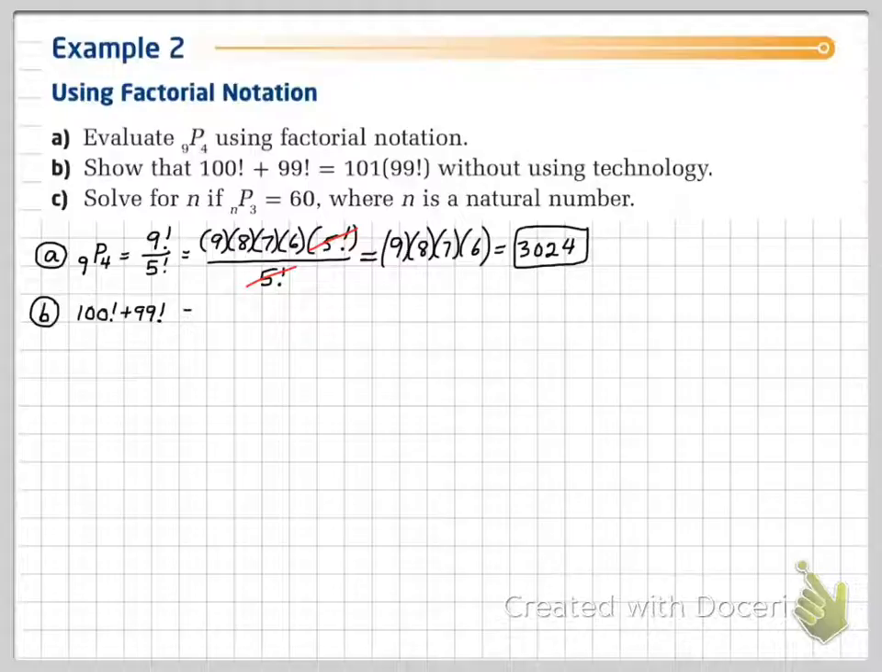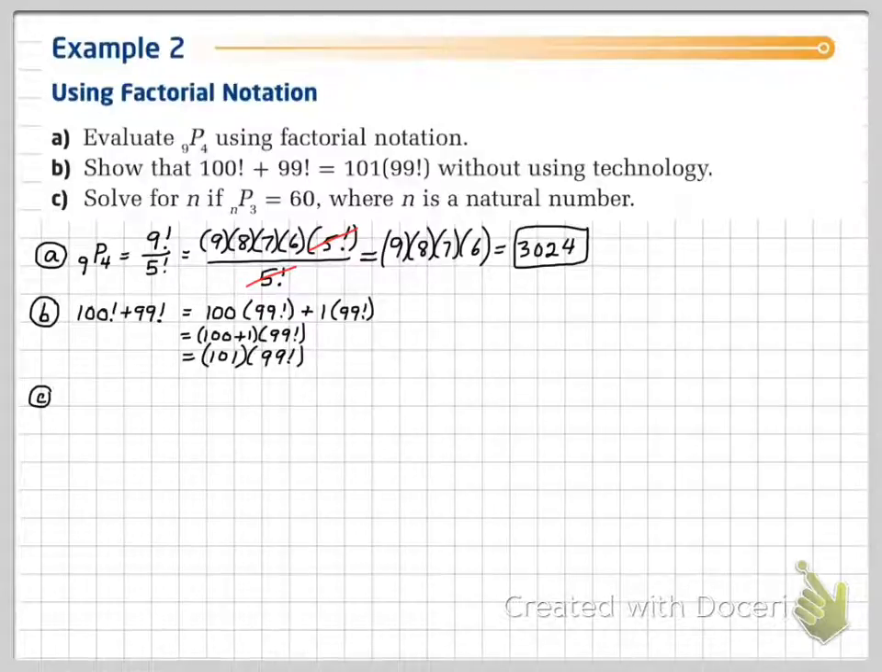B. Show that 100 factorial plus 99 factorial is equal to 101 times 99 factorial without using technology. Well, 100 factorial plus 99 factorial is going to be the same as 100 times 99 factorial plus 1 times 99 factorial. This would be 100 plus 1 times 99 factorial, or 101 times 99 factorial.